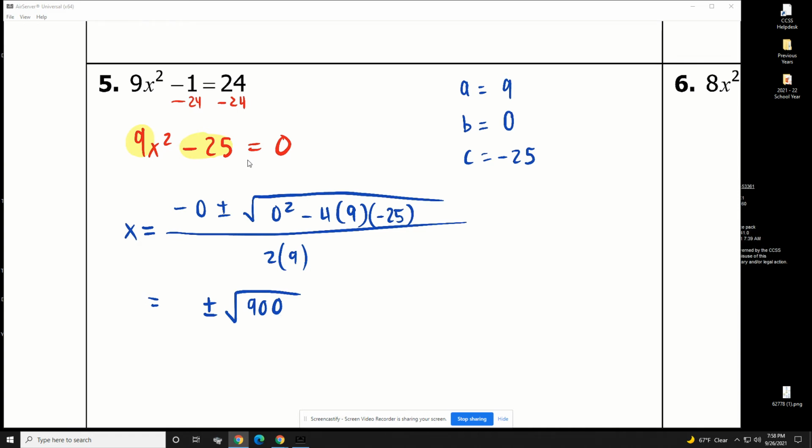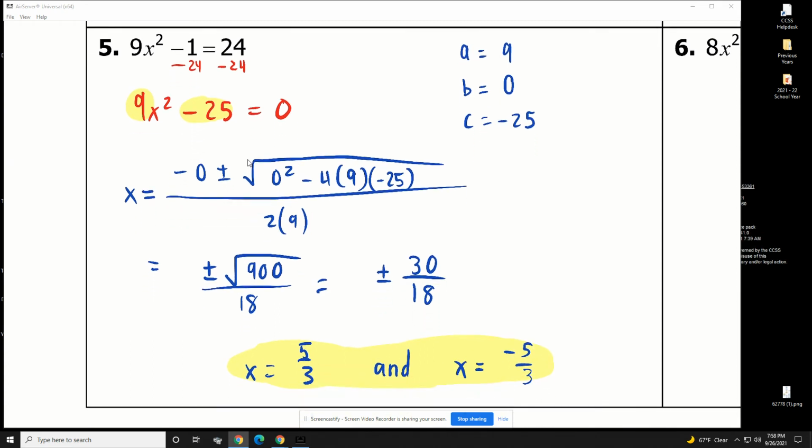So I encourage you just to check to see if it's a perfect square. On the bottom, 2 times 9 is 18. So go to your calculator real quick and type in the square root of 900. You get 30. So our answer is plus or minus 30 over 18. So what's that mean? Well, it means that one of my answers is positive 30 over 18. That's 5/3. And the other one is negative 30 over 18. So that's negative 5/3. So my two answers are positive and negative 5/3.